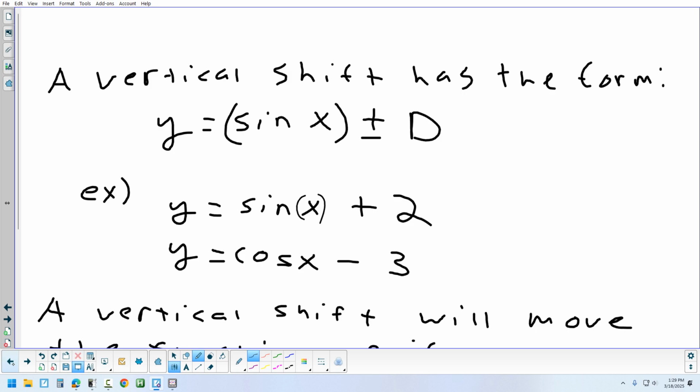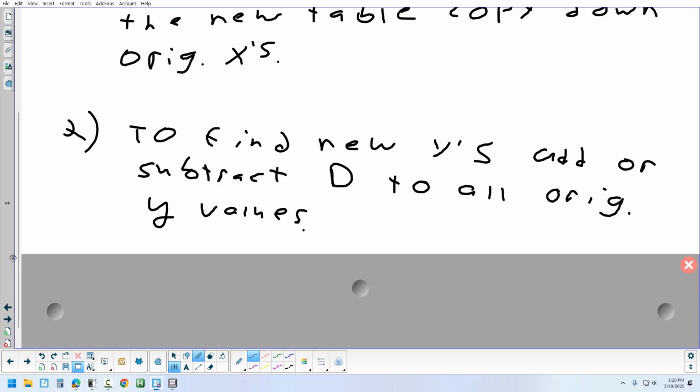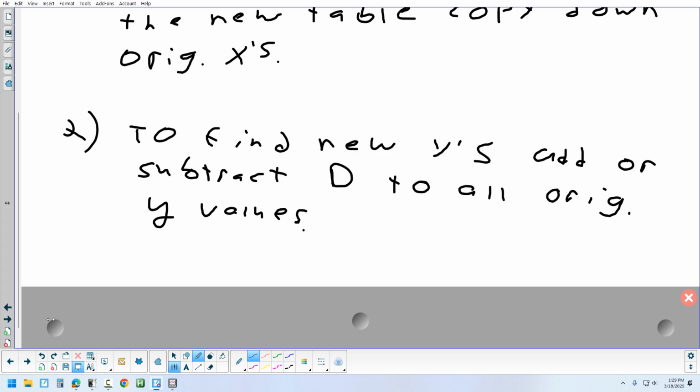The number that I represent for the shift, I just called it d. That's the number that you're adding or subtracting on the end. Whatever that number is, you are going to add or subtract that to all the original y values. You don't do the opposite.